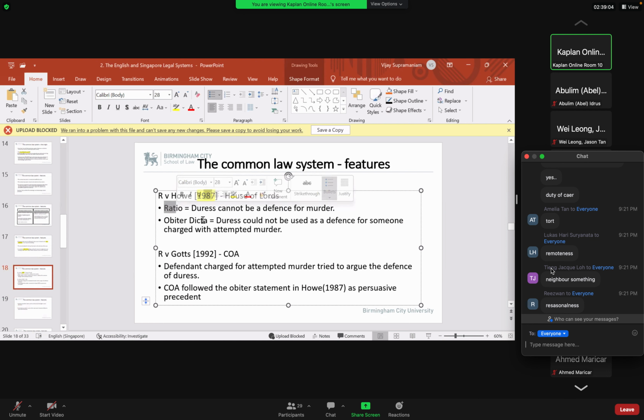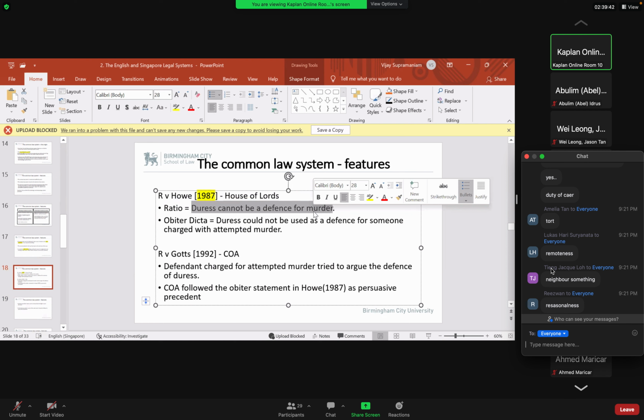So this is a case where there was murder. The accused raised the defense of duress. Duress means forced. So he said that he was forced to commit this crime. If he did not commit this crime, he was threatened by a third party that the third party would harm and hurt the accused. So out of no choice, he committed the act of murder. So the courts now said that duress cannot be used as a defense for murder.